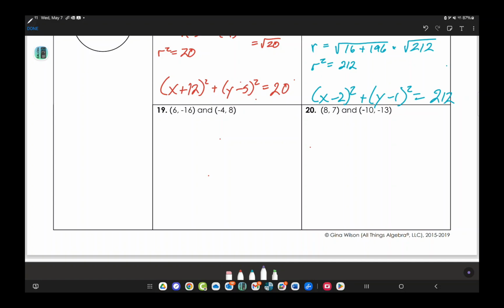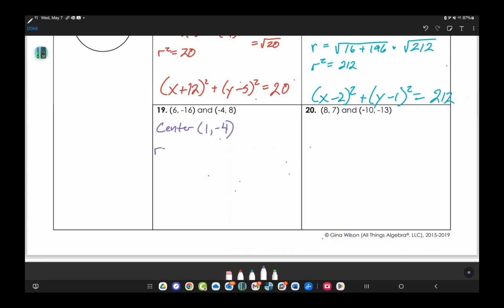All right. So center, halfway between 6 and -4 is 2. No, it's not. It's 1. If you add them together, you get 2. Divide that by 2, you get 1. All right. Negative 16 plus 8 is negative 8. Half of that is negative 4. So my center is at (1, -4). And if you want to use the formula, go ahead and use the formula. Now that I wrote it correctly.